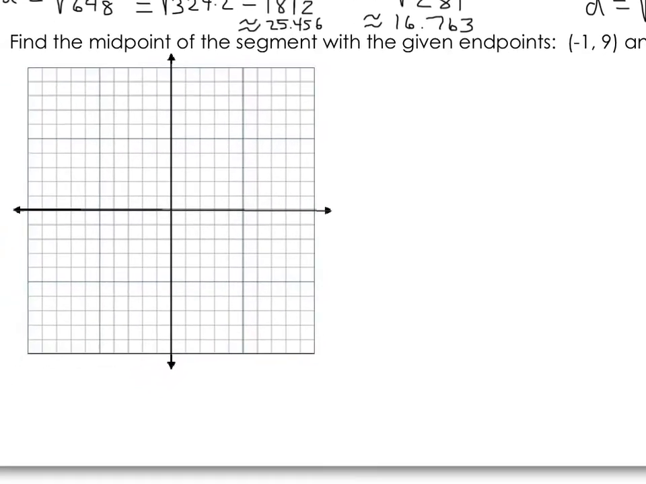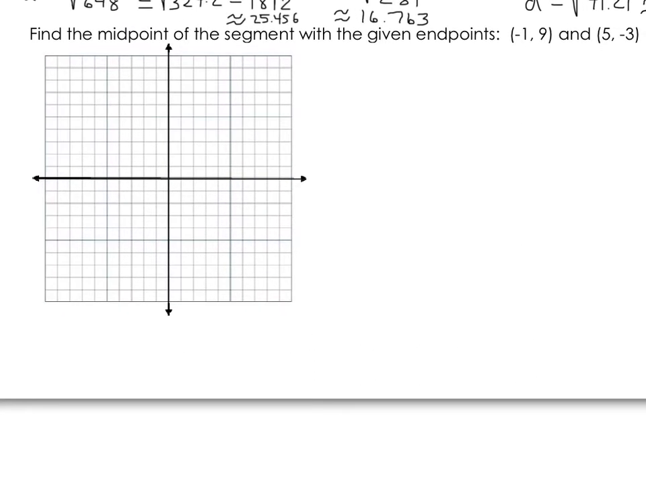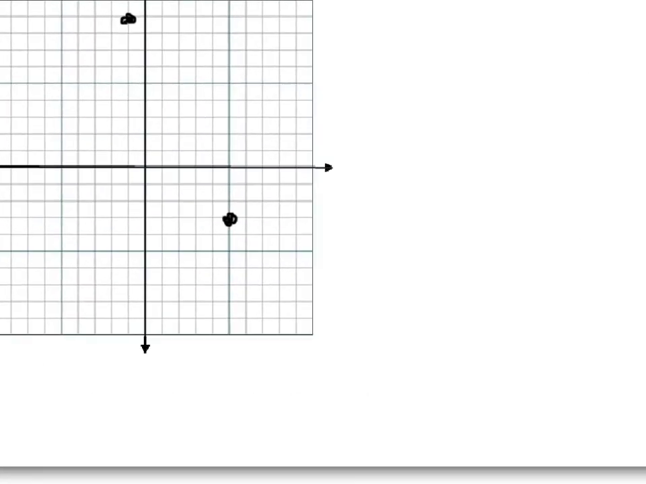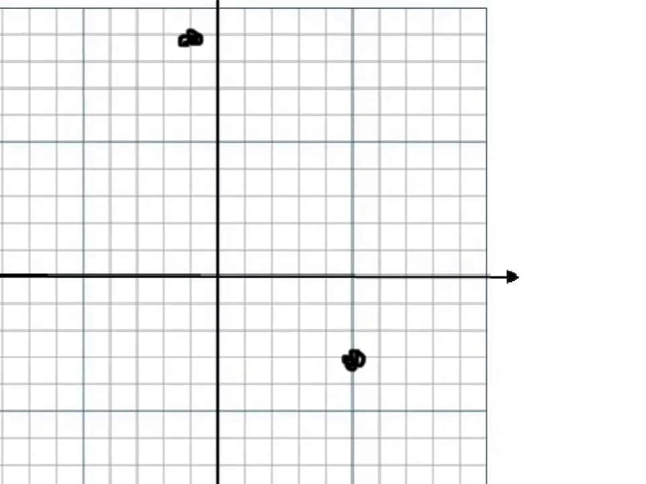Let's try to find the midpoint of a segment with the given endpoints (-1, 9) and (5, -3). So let's look at this graph and see if we can figure out where the midpoint is. Now the midpoint is the distance that's halfway in between. If we eyeball it or get our ruler out, I think we'll see that the midpoint looks to be right about here.